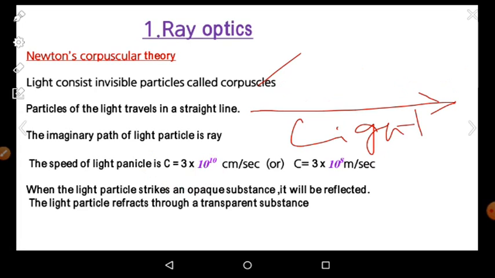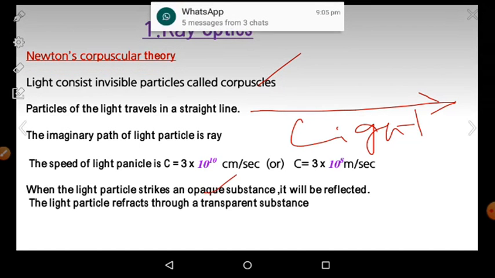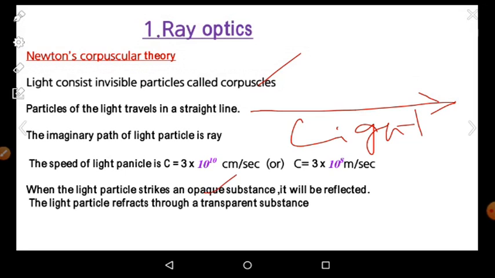So a light ray is represented by an arrow mark which represents the direction of the light. For our convenience, we always represent the direction of the light from left to right. Here the light particles exhibit some important properties. As per Newton's theory, when light strikes an opaque substance, it is sent back, which is called reflection. And also when light particles travel from one medium to another, from one substance to another transparent substance, they exhibit the property called refraction of light.